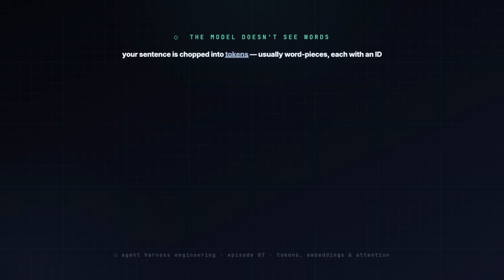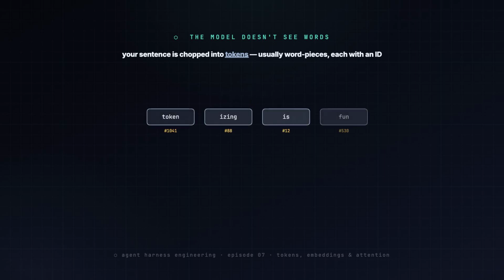First, the model doesn't see words, it sees tokens. Your sentence gets chopped into chunks, often word pieces, not whole words. Tokenizing might become token plus izing. Each chunk gets an ID number. That's it. To the model, your prompt is now just a list of integers.